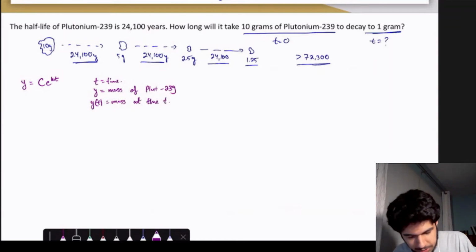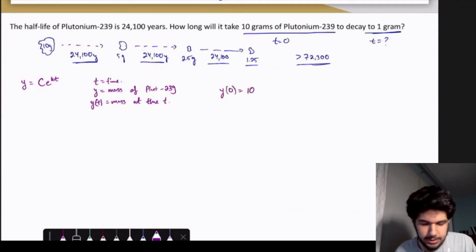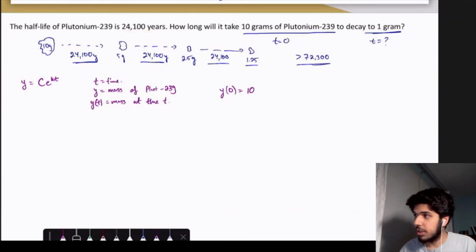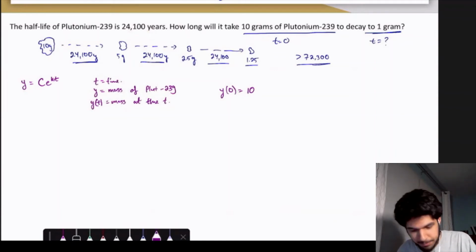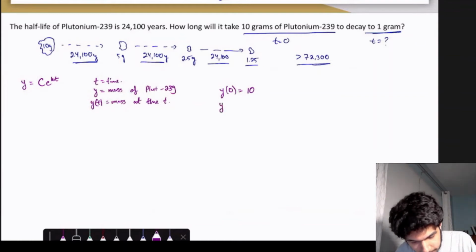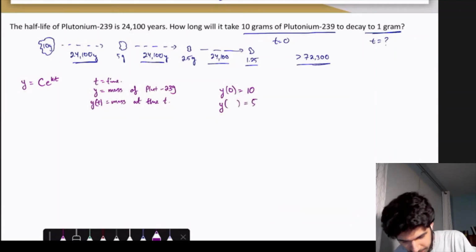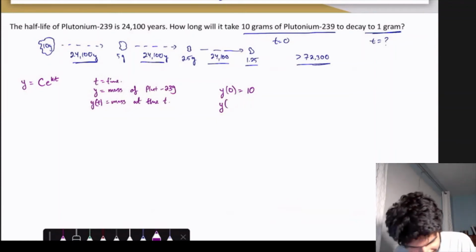So with that notation, at time 0, we start with 10 grams. And okay, we also know that its half-life is 24,100 years. So with that in mind, y of what will be equal to 5? Well, that would be 24,100. I didn't give myself enough room to write that.